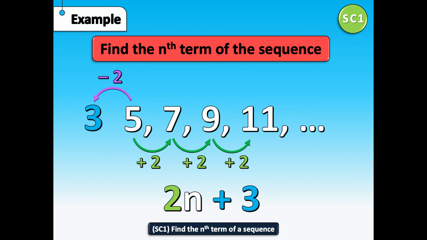It's going up in 2's, and the number that would go before the first number in the sequence would be positive 3.